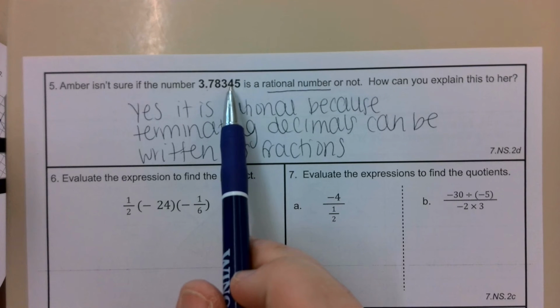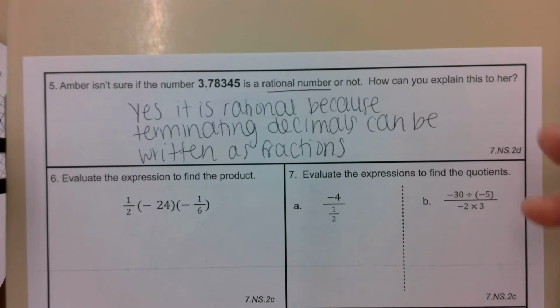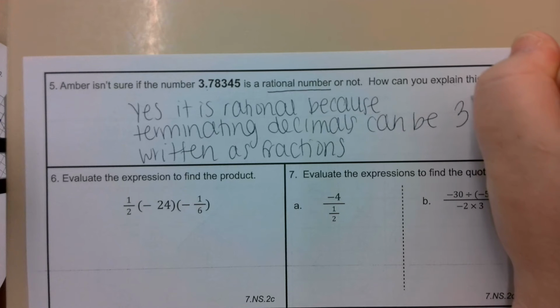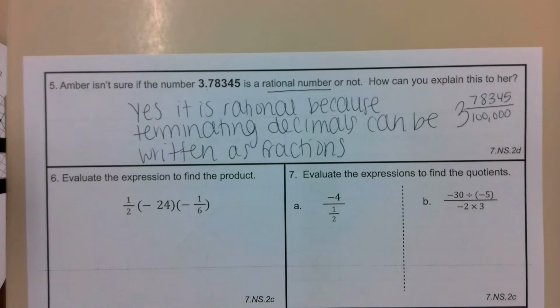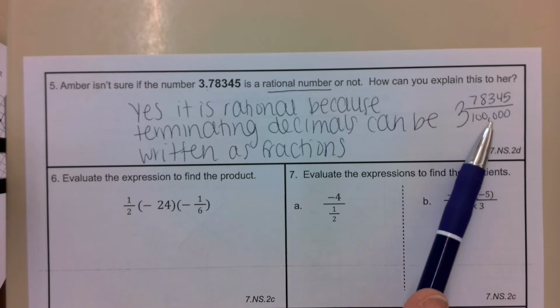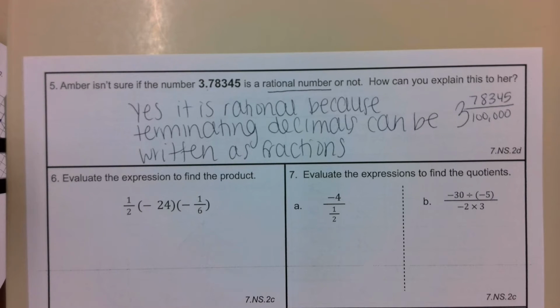hundredths, thousandths, 10,000ths, 100,000ths. So it would be 3 and 7.8345 over the 100,000ths. That's how I would write it as a fraction. You don't need to write it as a fraction on the test. That's just some extra information.